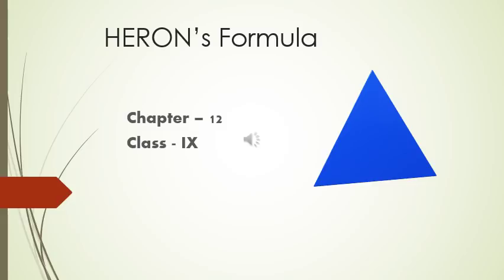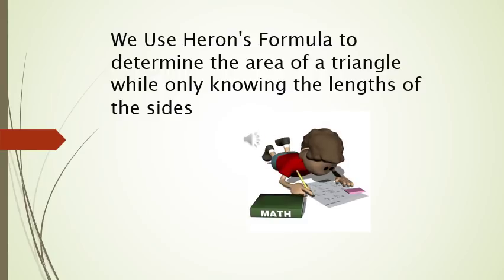That is chapter number 12 of your textbook. It is used to find the area of a triangle when the lengths of three sides are given. So as discussed, we are going to use Heron's formula to find the area of a triangle when the lengths of its three sides are given.